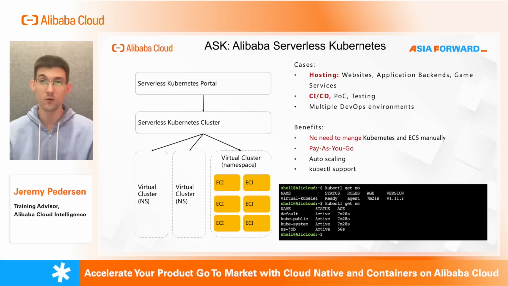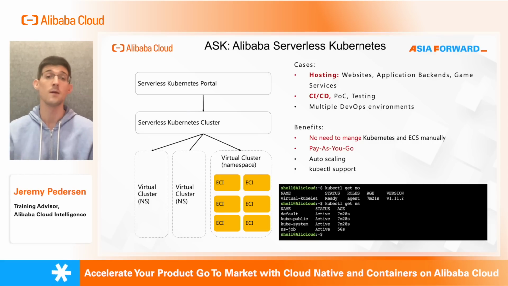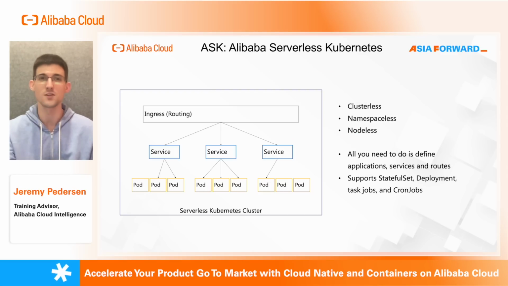This is really good for hosting applications that need to scale frequently, like websites or game services. It's also great for jobs that only run intermittently, like proof of concept work or CI/CD pipelines or things that you're testing, because when you're not running those jobs, your cluster can scale down to 0 pods, and then you're not charged anything at all. So it's great in terms of cost for bursty jobs as well. And it's pay as you go. All the bills for serverless Kubernetes are generated after you use the service. You don't have to pay up front.